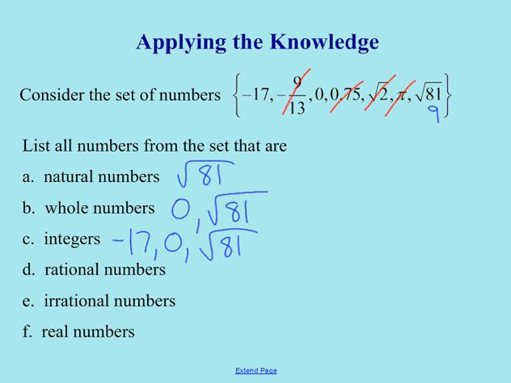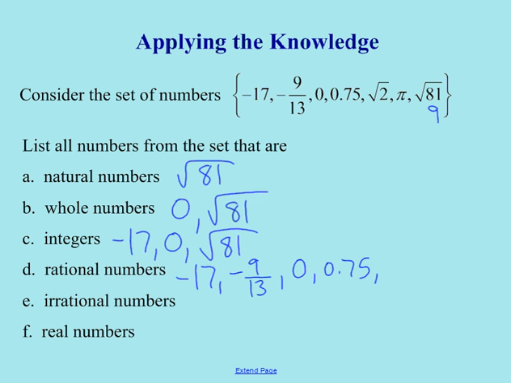That brings us to the rational numbers. So these are fractions. Well, negative 17 is definitely a rational number because it can be written as negative 17/1. So we have negative 17. Negative 9/13, definitely a rational number. It's a fraction. 0, definitely a rational number. Can be written as 0/1. 0.75, we know that that can be written as 3/4. So yes, 0.75 is a rational number.